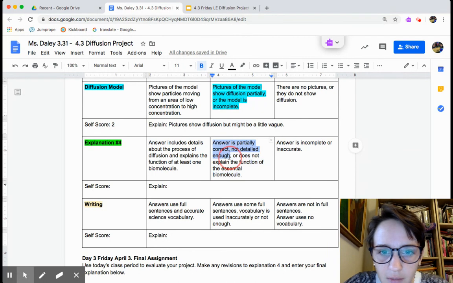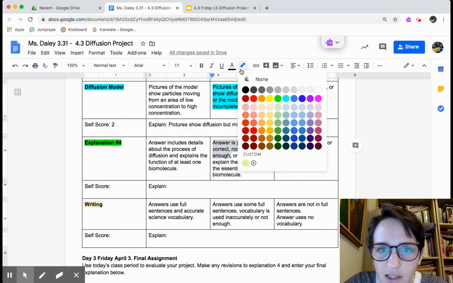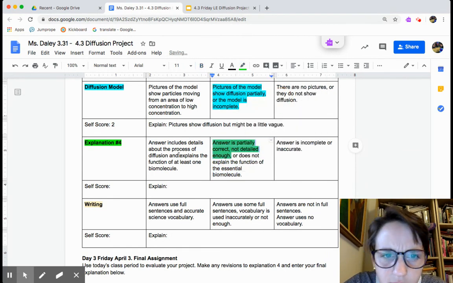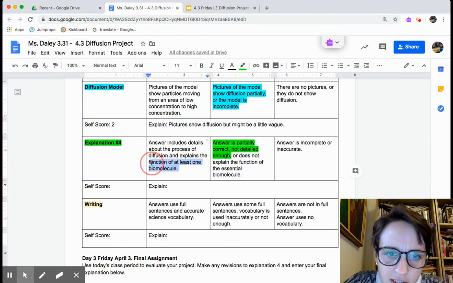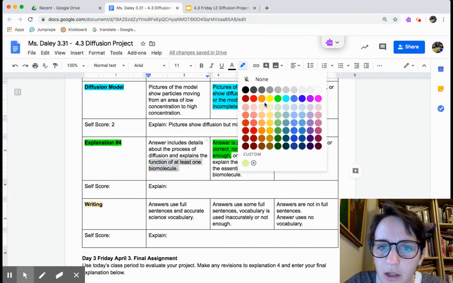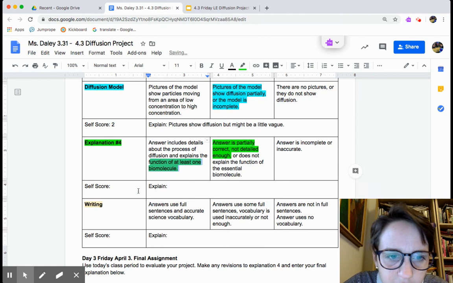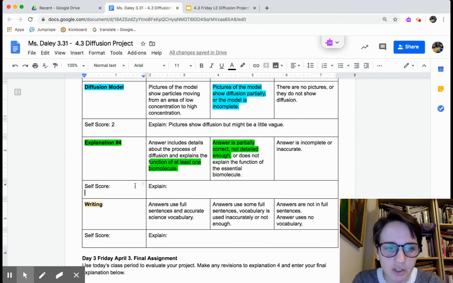So I'm going to highlight that section. And I'm going to highlight this section because I did have the function of one molecule. So I can prove that based on my score. I think overall I'm going to give myself a 2 here. I'm going to explain why.